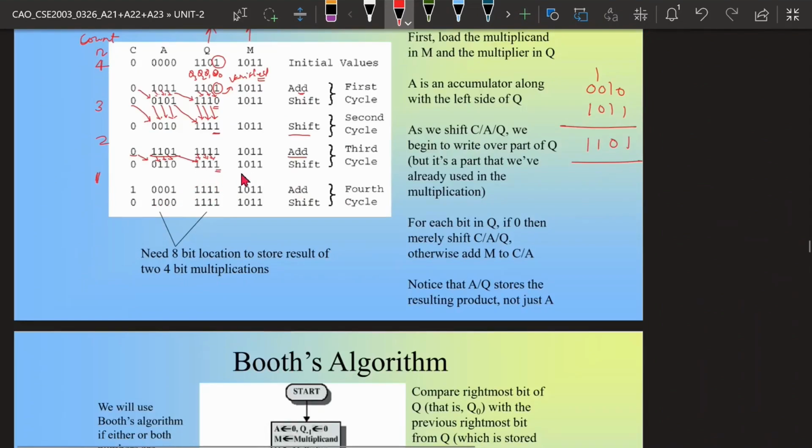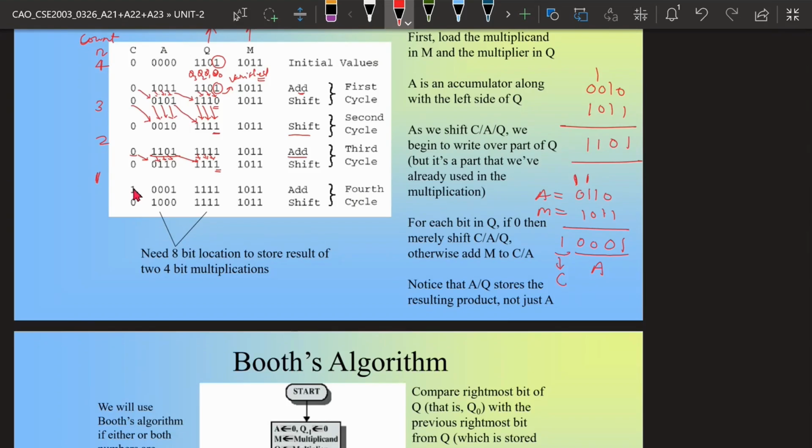So here, once it is 1, we should be again adding. So adding 0110, this is A value, and M value is 1011. So we will be adding. So this is 1. 1 plus 1 is 0 with a carry. 1 plus 1 is 0 with a carry. This 1 plus 1 is 0 with a carry. So here 4 bits will be in A, but this 1 bit will be stored into C.